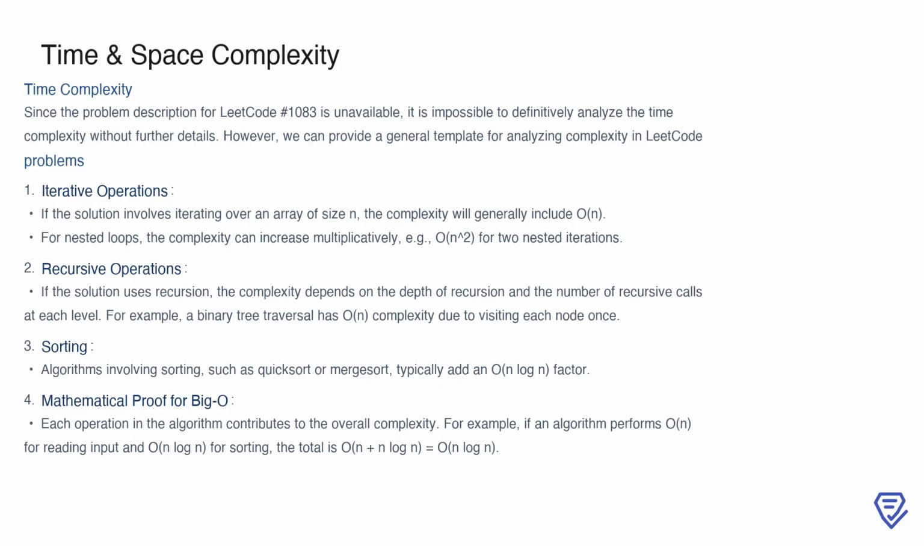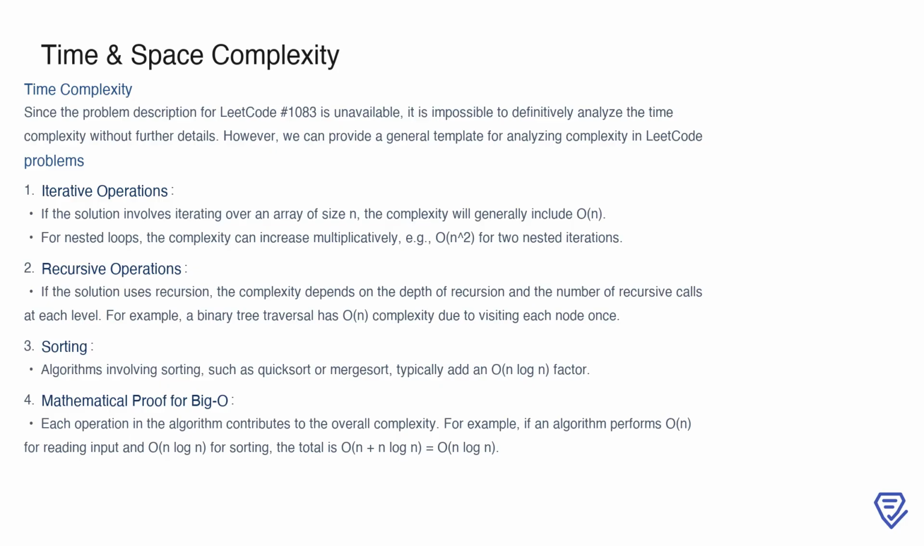When analyzing time complexity, our goal is to determine how the runtime of an algorithm scales with the size of the input. For iterative operations, such as traversing an array of size n, the time complexity is typically O(n). If you have nested loops, the complexity increases multiplicatively, like O(n²) for two nested iterations. For recursive operations, the time complexity depends on the depth of the recursion and the number of calls made at each level. For example, a binary tree traversal has O(n) complexity because each node is visited exactly once. Sorting algorithms introduce another layer of complexity, often O(n log n), as seen in algorithms like quicksort or mergesort.